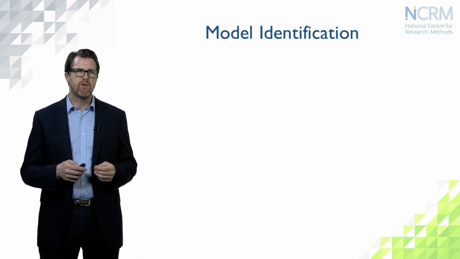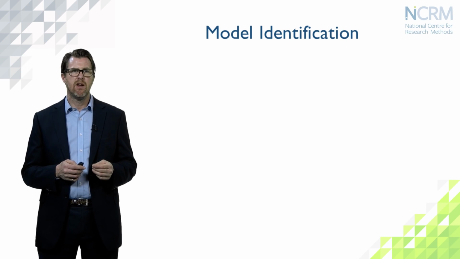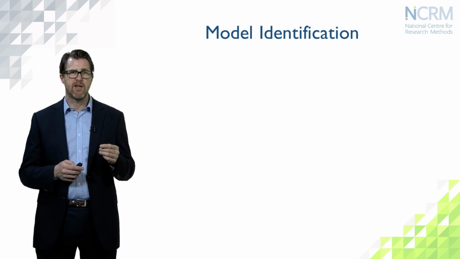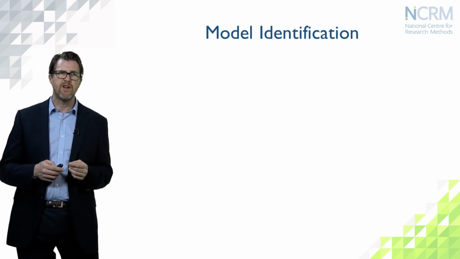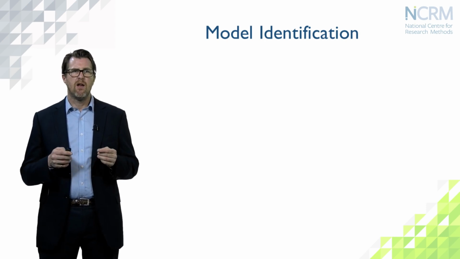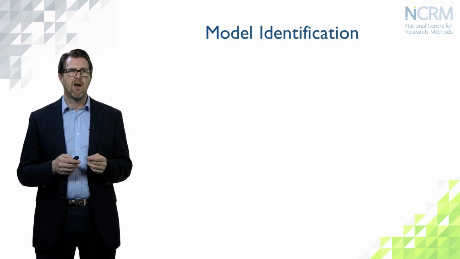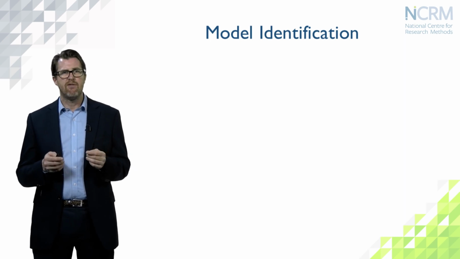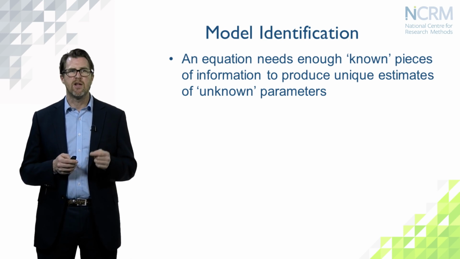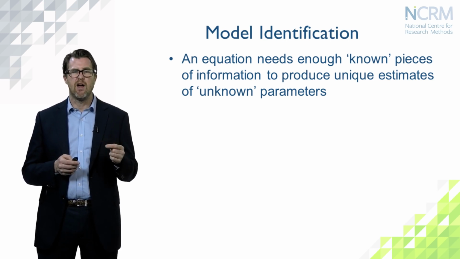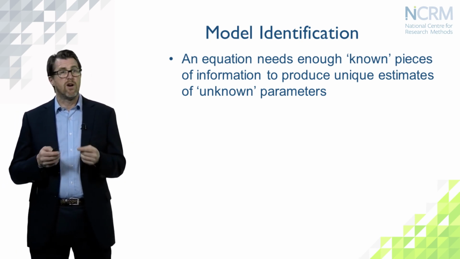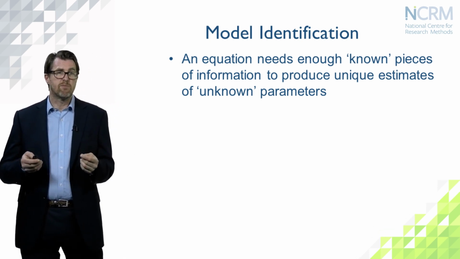This is all linked with the things I've talked about already: parameter constraints and fixing parameters to particular values, and assessing model fit and so on. So what is model identification? Well, in conceptual terms, we need to have enough known pieces of information in an equation to produce unique estimates of unknown parameters. Now we need unique estimates, otherwise we don't know which ones to prefer.